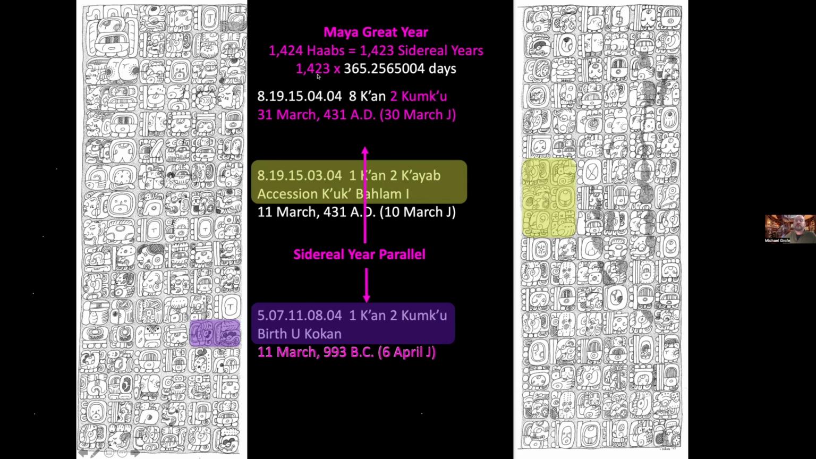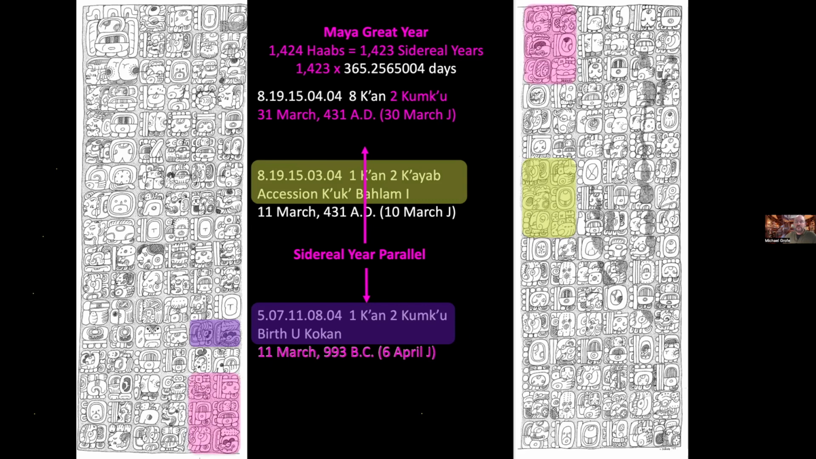So it's 1,423 sidereal years of 365.2565 days. The current measurement is 365.25636 days. So it's extremely, extremely close to the current measurement. If accurate, again, this would be an achievement in the history of humanity. It would be the most accurate measurement of the sidereal year prior to the work of Tycho Brahe and Johannes Kepler in the 1600s, many hundreds of years later.